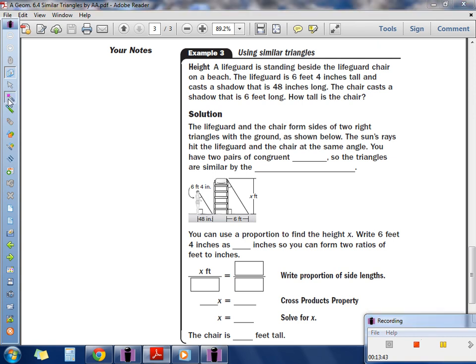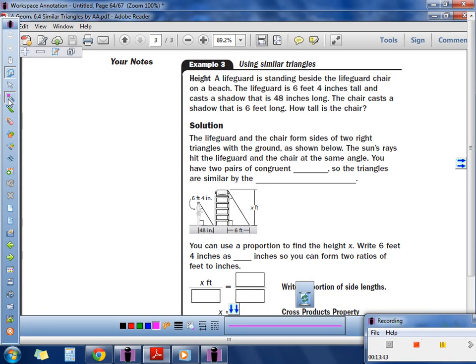Now, be very careful on here. There's something that will possibly trip you up. This says 6 feet 4 inches, 48 inches, 6 feet, X feet. What do you notice about those terms that I've read off? Might need a conversion. So is it better to go to feet or to inches in this problem? Probably inches would be easier.